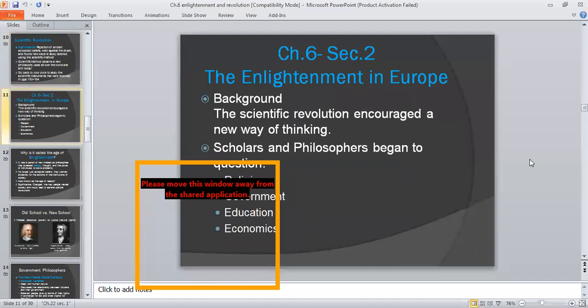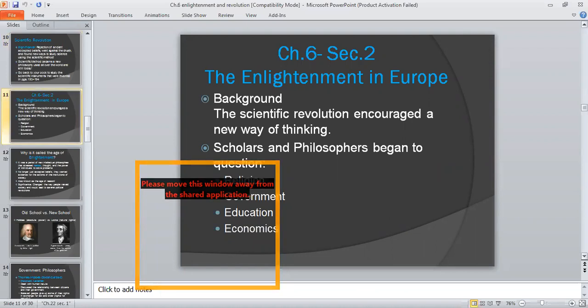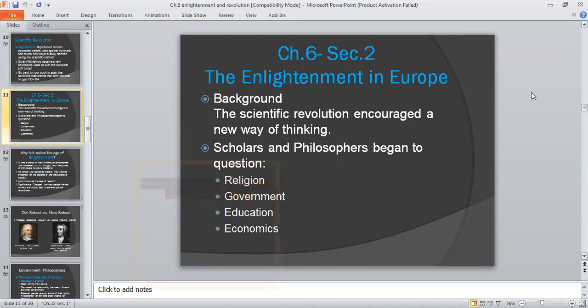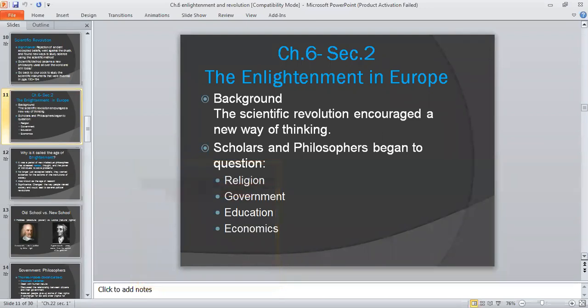To start with today's part, after they discovered certain instruments and tools, the scientific revolution started spreading all around Europe. Everyone, from the scholars to the philosophers and sociologists, started questioning the environment. They started questioning economics, the government, religion, of course, and even education. Should only men be educated, or can everyone get the freedom of education?